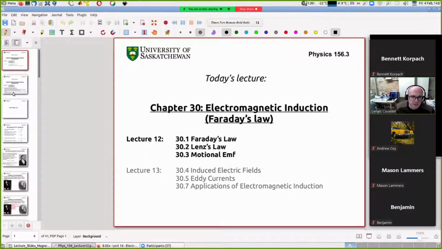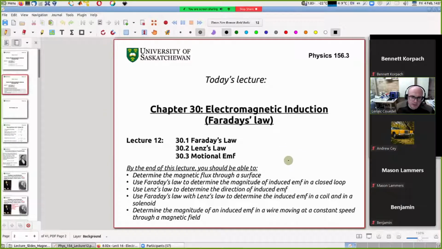By the end of this lecture, you should be able to determine the magnetic flux through a surface, use Faraday's law to determine the magnitude of an induced EMF, so induced voltage in a closed loop, use Lenz's law to determine the direction of the induced EMF and an induced current, use Faraday's law with Lenz's law to determine the induced EMF in a coil and in a solenoid, and finally determine the magnitude of an induced EMF in a wire moving at a constant speed through a magnetic field. So let's start with the first part of this lecture.